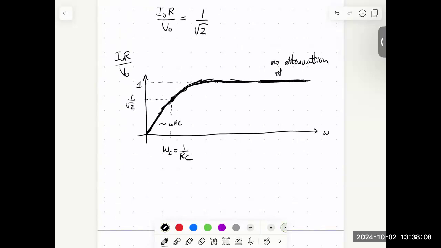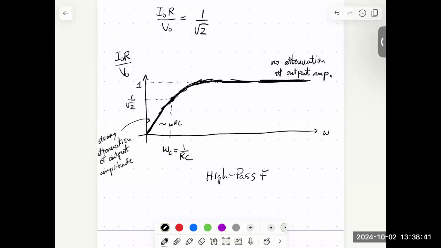of output. And here we have strong attenuation of, I guess I can be clear, output amplitude. So this is called a high pass filter.